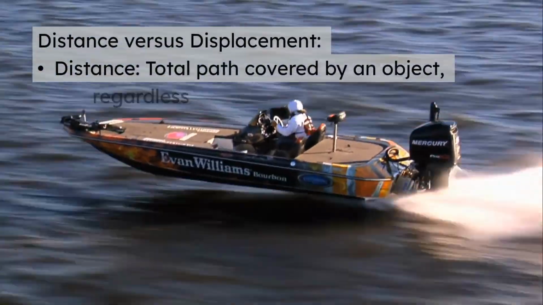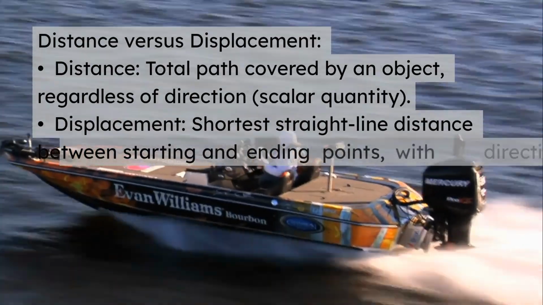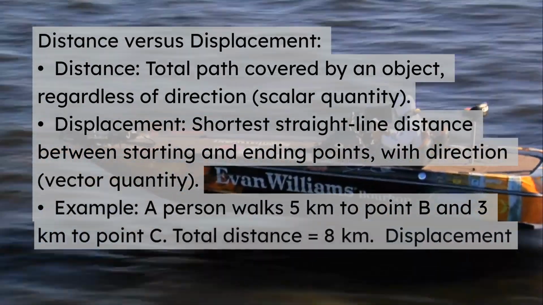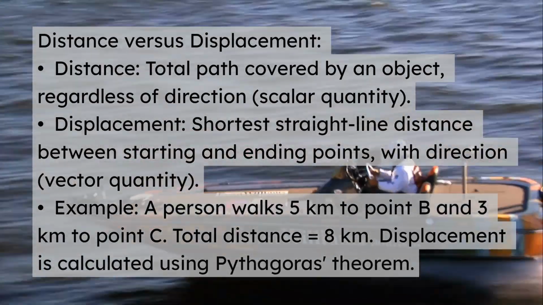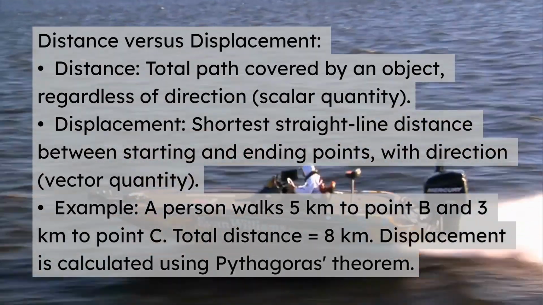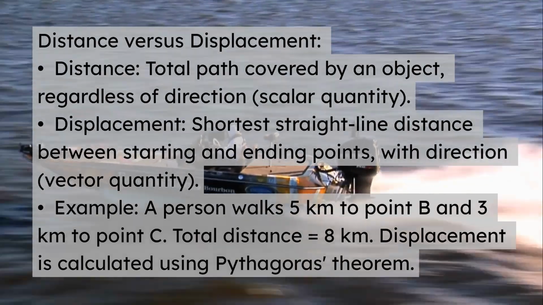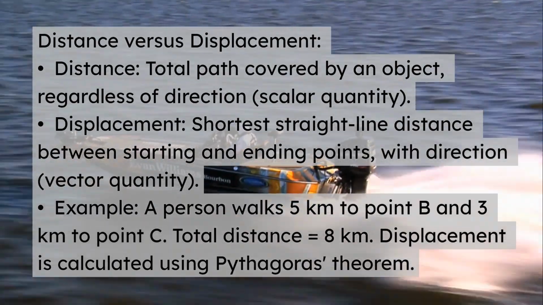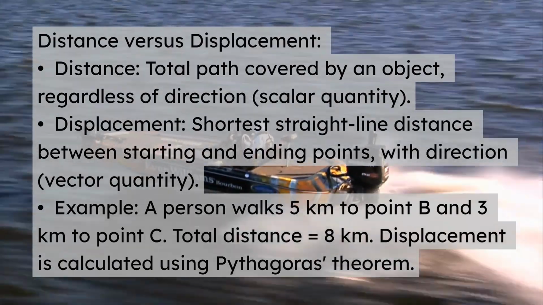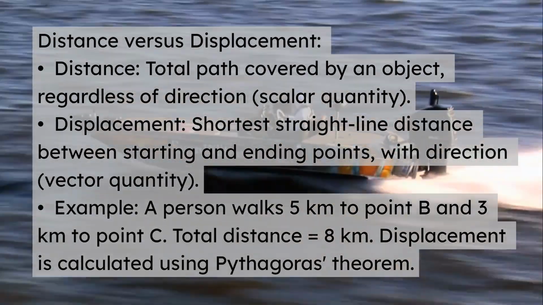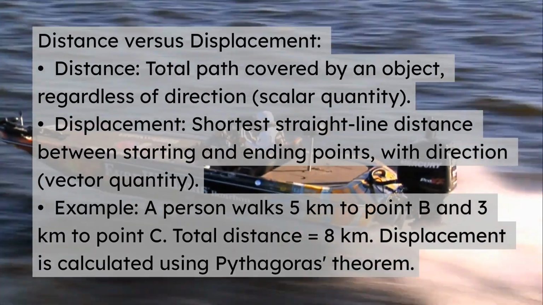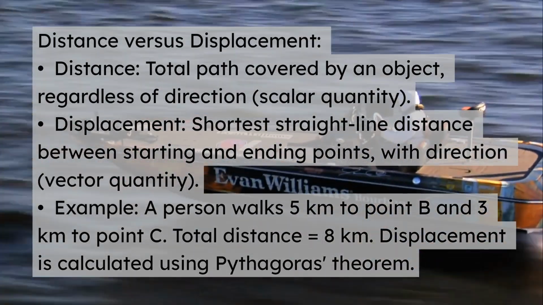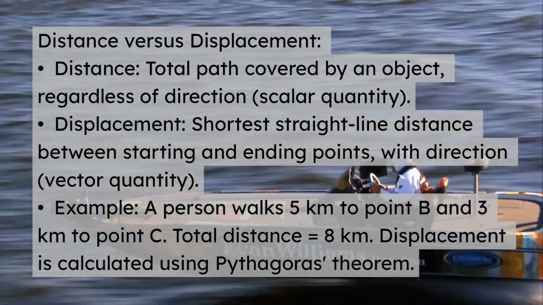Distance versus displacement. Distance. Total path covered by an object, regardless of direction, scalar quantity. Displacement. Shortest straight line distance between starting and ending points, with direction, vector quantity. Example, a person walks 5 kilometers to point B and 3 kilometers to point C. Total distance equals 8 kilometers. Displacement is calculated using Pythagoras theorem.